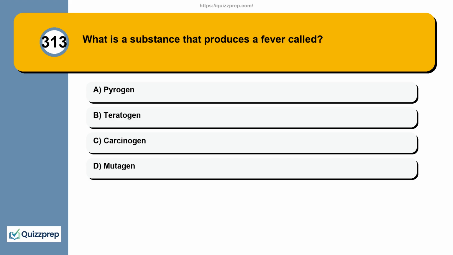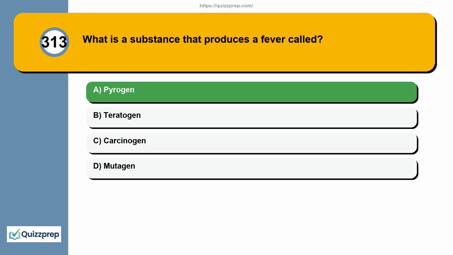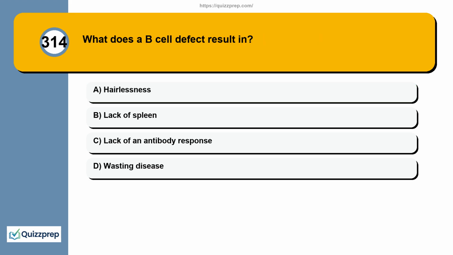Question 313. What is a substance that produces a fever called? Option A, pyrogen. Option B, teratogen. Option C, carcinogen. Option D, mutagen. The correct answer is option A, pyrogen.